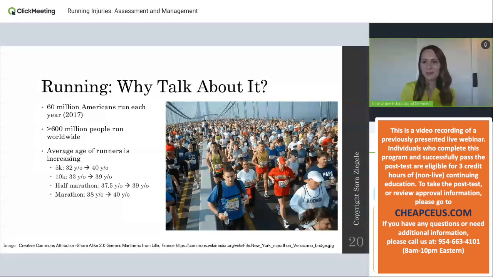So then why are we going to talk about running? Let's just jump into it. About 60 million Americans have been documented to run each year. So the population that we are talking about is massive when it comes to runners.